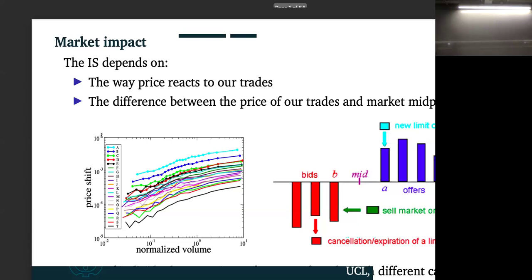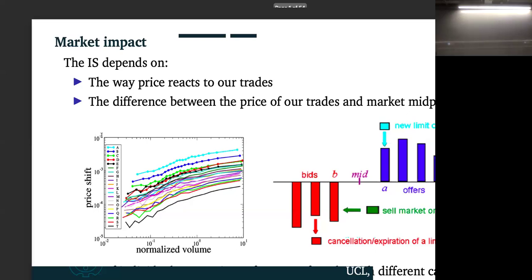The other important problem, if you don't know much about optimal execution, is the fact that even if you know the mean price of the market, when you trade, you're going to pay a different amount. For example, if you want to trade a small amount, then you're going to pay half of the spread.